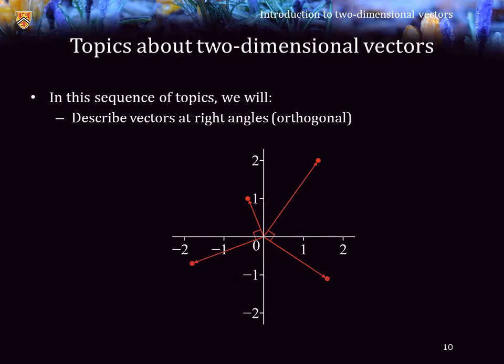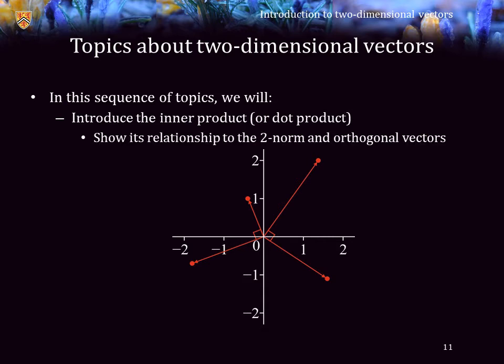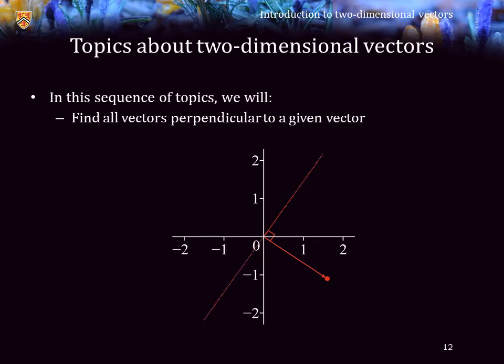We will then describe vectors at right angles, or in other words, we will show how and when two vectors are said to be orthogonal. We will then introduce the concept of the inner product, or as you may have heard it described, the dot product. We will then step through and see the relationship between the inner product and the 2-norm, or length of a vector, and the inner product and orthogonal vectors, or vectors at right angles. We will conclude by finding all vectors that are perpendicular to a given vector.